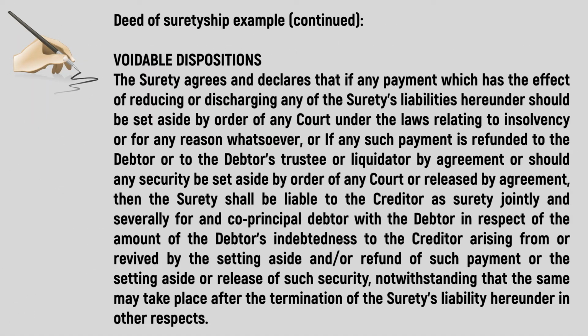Voidable dispositions. The surety agrees and declares that if any payment which has the effect of reducing or discharging any of the surety's liabilities hereunder should be set aside by order of any court under the laws relating to insolvency, or for any reason whatsoever, or if any such payment is refunded to the debtor or to the debtor's trustee or liquidator by agreement, or should any security be set aside by order of any court or released by agreement, then the surety shall be liable to the creditor as surety jointly and severally for and co-principal debtor with the debtor in respect of the amount of the debtor's indebtedness to the creditor arising from or revived by the setting aside and or refund of such payment or the setting aside or release of such security, notwithstanding that the same may take place after the termination of the surety's liability hereunder in other respects.